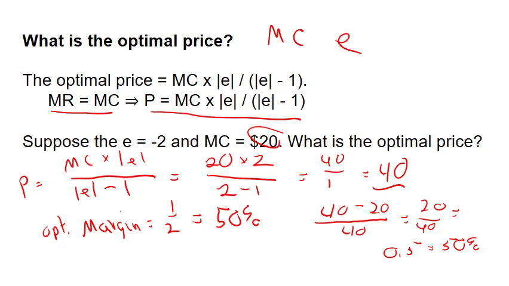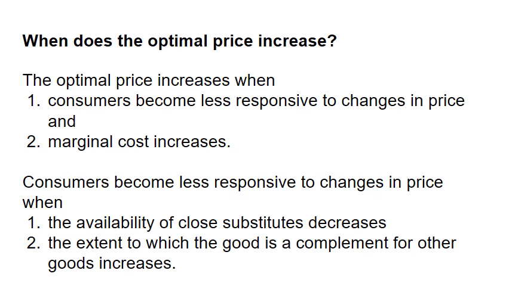With this information in this formula, we can figure out when the optimal price will increase. The optimal price increases when consumers become less responsive to change in price and when marginal cost increases. Let's talk a little bit about when consumers become less responsive to changes in price. Consumers become less responsive as the availability of close substitutes decreases and as the extent to which the good is a complement for other goods increases.